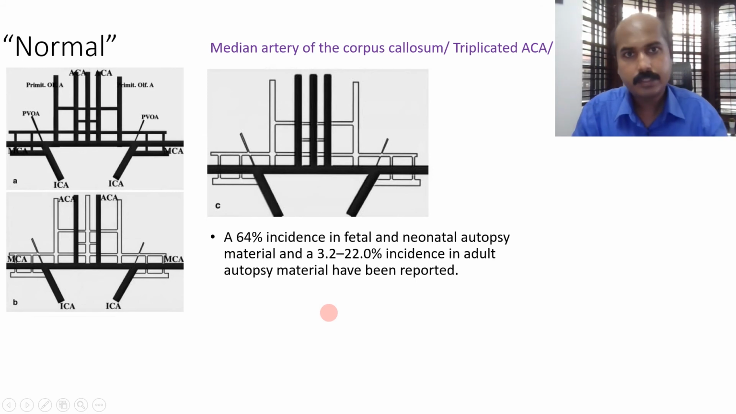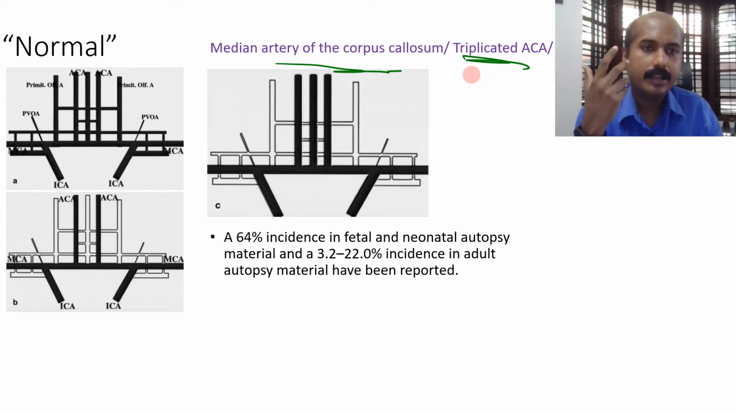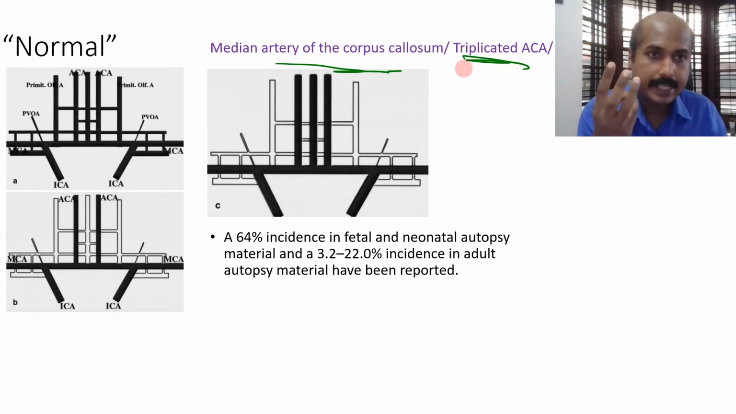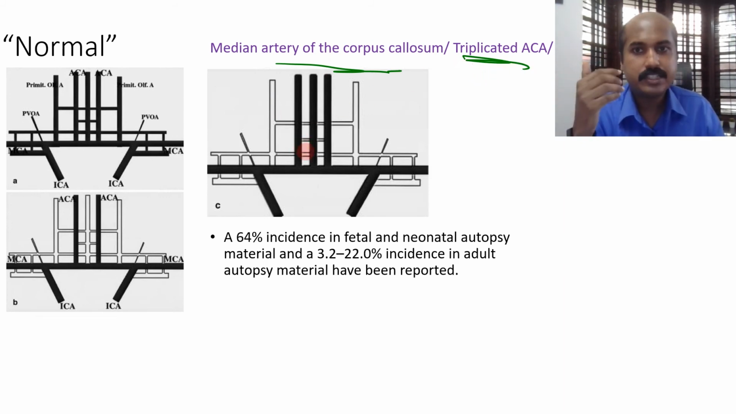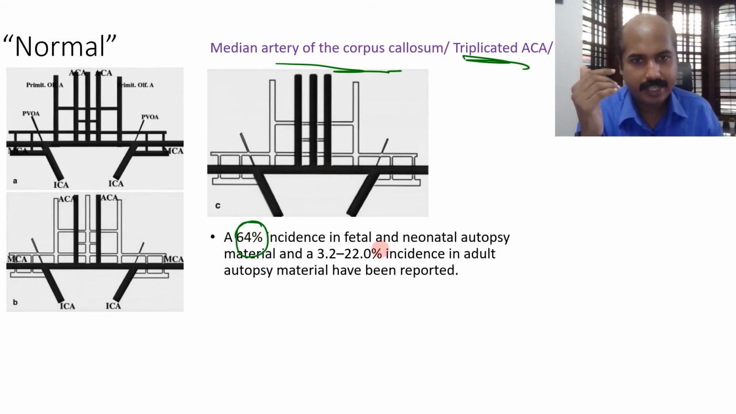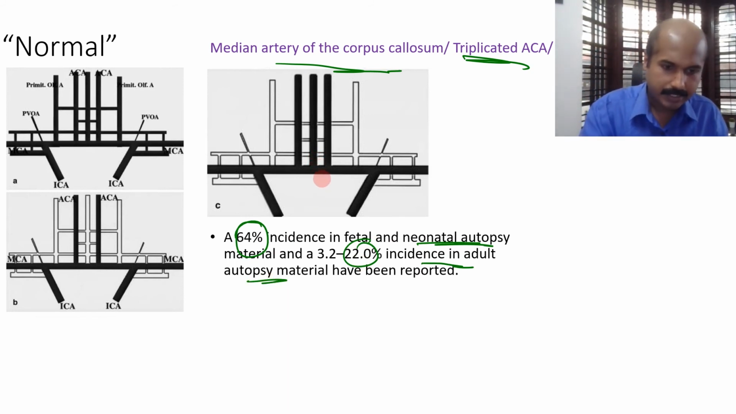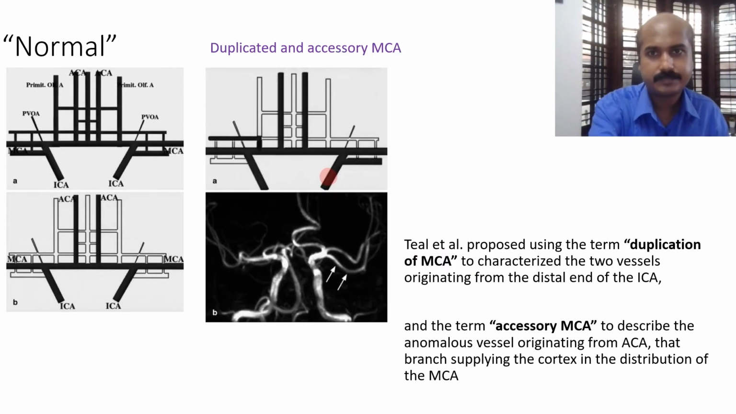Another one is the persistence of the median artery of the corpus callosum, also called the triplicated ACA, triple ACA or the accessory ACA, in which all three vessels are present. The median artery to the corpus callosum and both the ACAs are present. Okay, the incidence is said to be very high in neonatal autopsies and 22% in adult autopsies. So probably this vessel has not been sufficiently regressed in these variants.